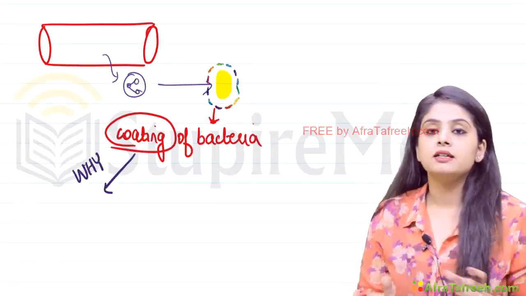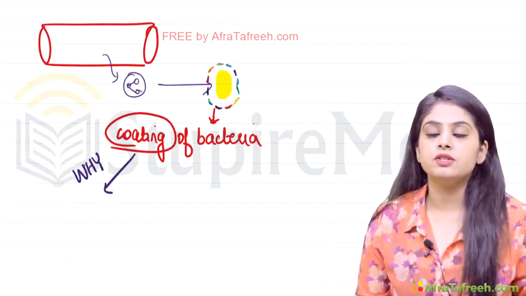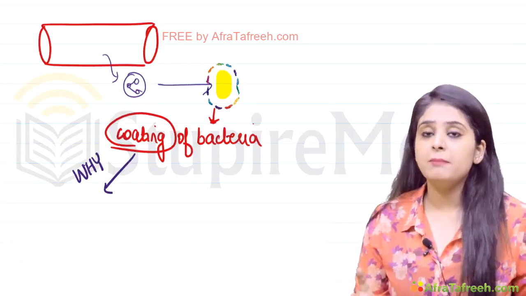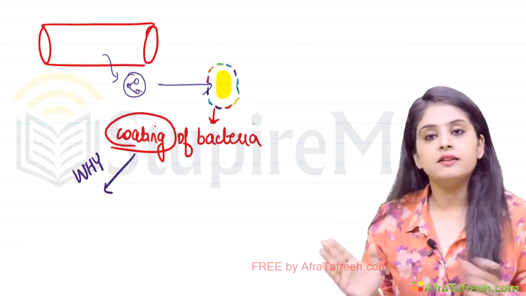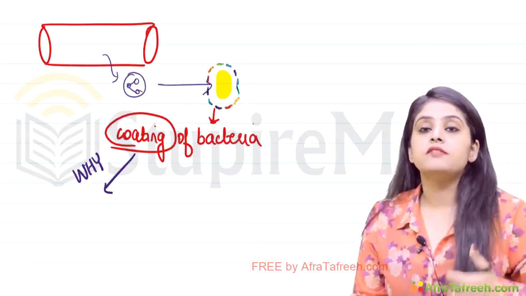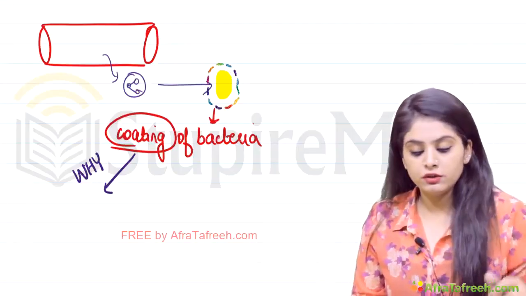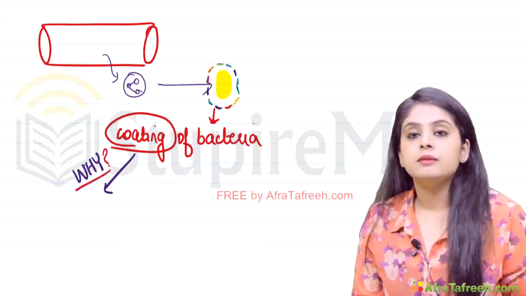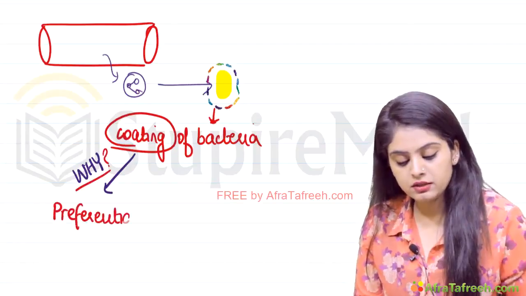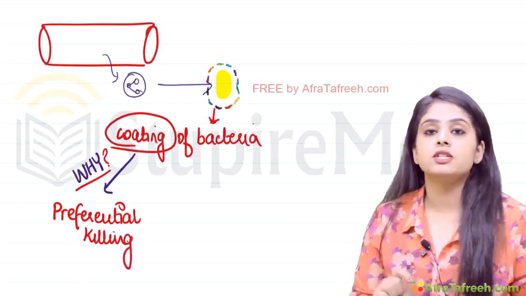Because for example, there are 10 bacteria, just an arbitrary number. Out of them, 5 have undergone opsonization and 5 have not. Which out of these will your body kill? Remember, the body will kill both, the ones that have undergone opsonization and the ones that have not. But preferential killing or a faster or a quicker killing will be of those which have undergone opsonization. So first of all, why would be because coating of the organism results in preferential killing.